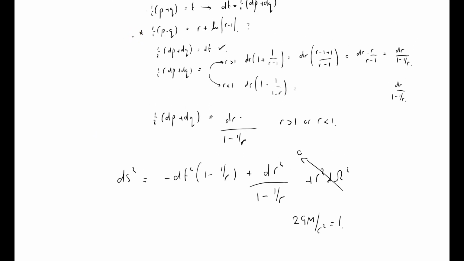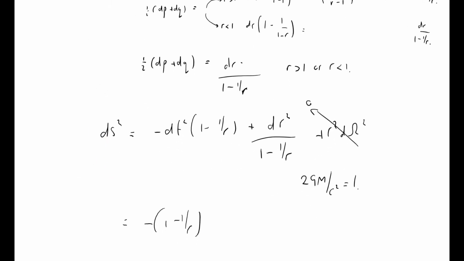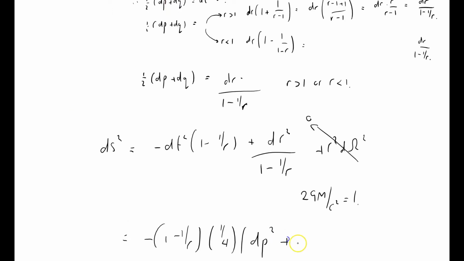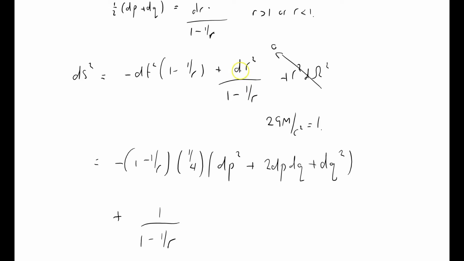So what I'm going to substitute for dt squared. Where's dt? It's here, isn't it? So it's equal to minus (1 minus 1 over r) times dt squared. From this formula here, it's going to be a quarter of (dp plus dq) squared, which is 1/4 dp squared plus 2 dp dq plus dq squared. Yeah, that's right. Plus 1 over (1 minus 1 over r), which is this term here, times dr squared.